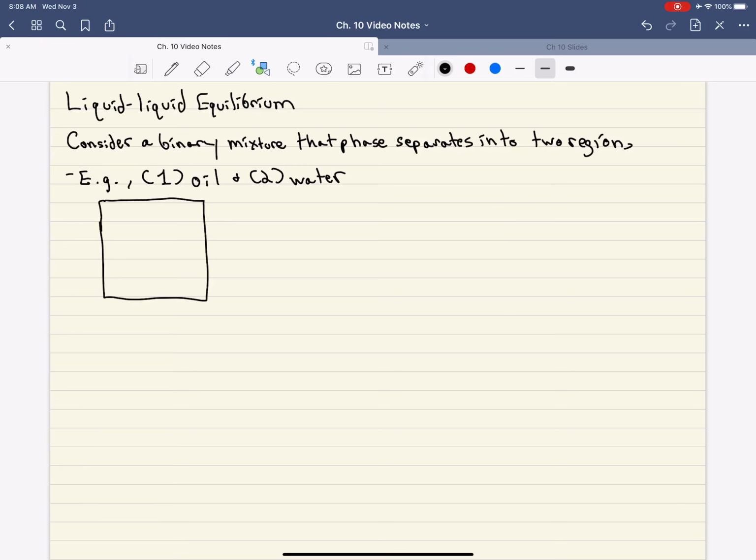in an oil-water mixture, you see something that looks like this, where you have two domains, where the top domain is what we call oil-rich, and the bottom domain is water-rich. The reason the oil domain is above the water domain has to do with density. Typically, oils are less dense than water.